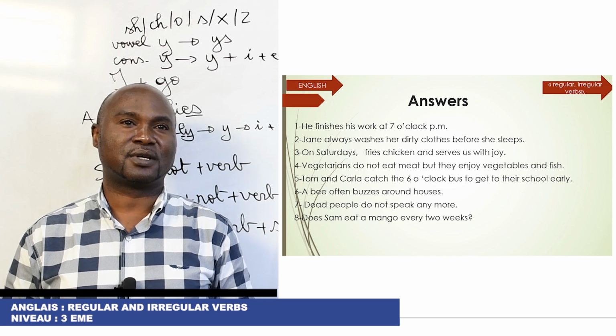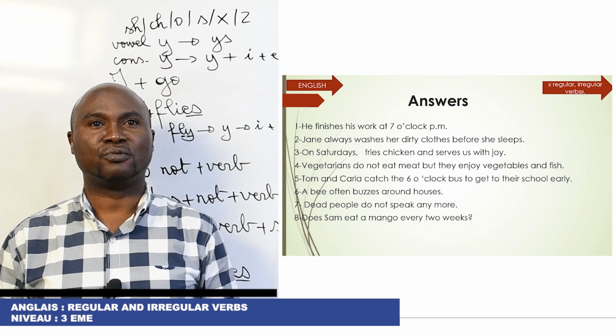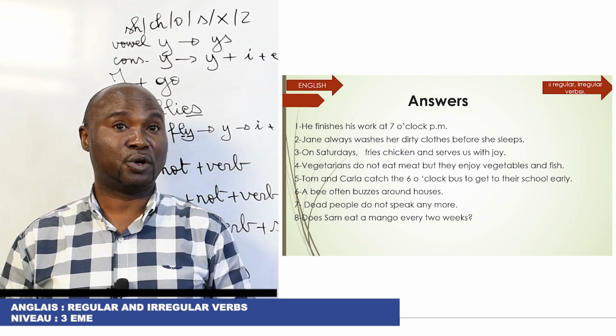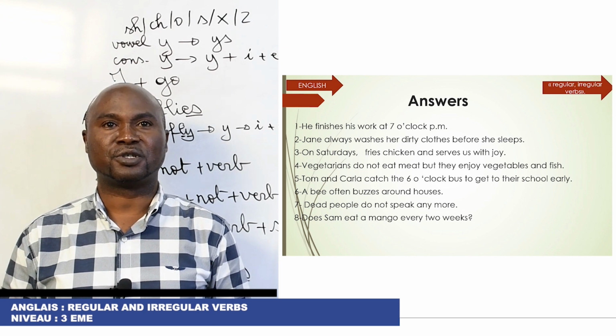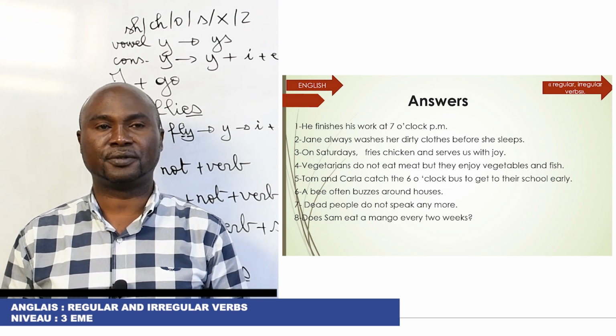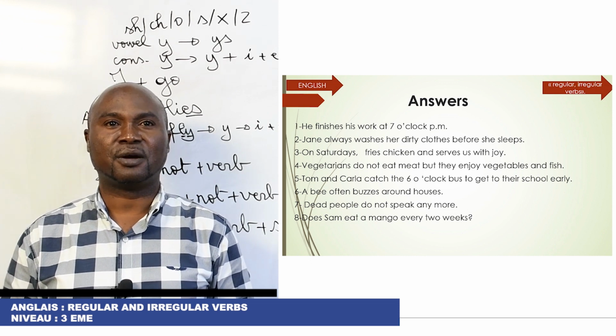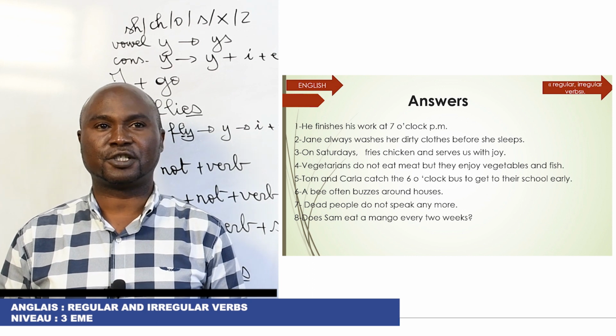The corrected exercise is: 1. He finishes his work at 7 o'clock p.m. 2. Jane always washes her dirty clothes before she sleeps. 3. On Saturdays, Mom fries chicken and serves us with joy. 4. Vegetarians do not eat meat, but they enjoy vegetables and fish.